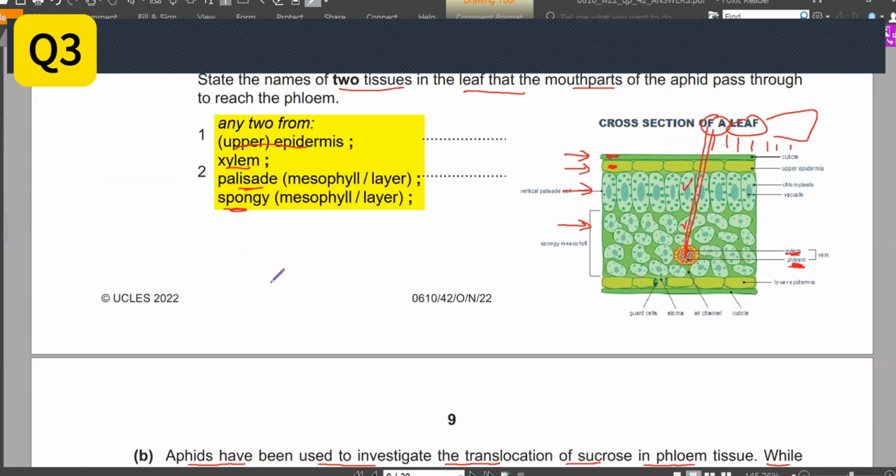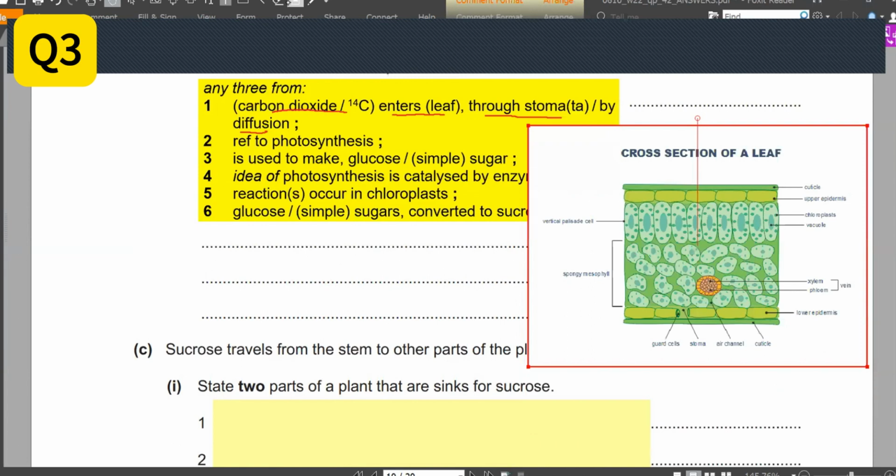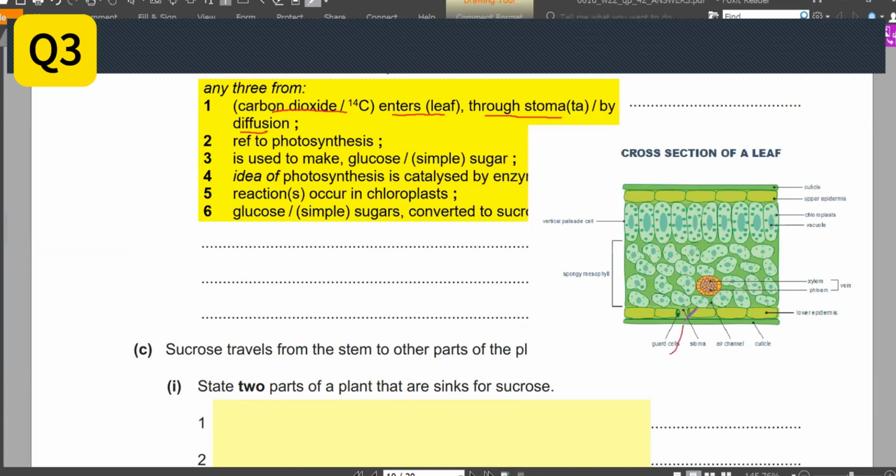We have the picture just now. So it enters the leaf through the stomata, by diffusion. And then it can travel to the palisade mesophyll, the main site where photosynthesis happens, and also the spongy mesophyll. So photosynthesis can happen, and then glucose is produced.